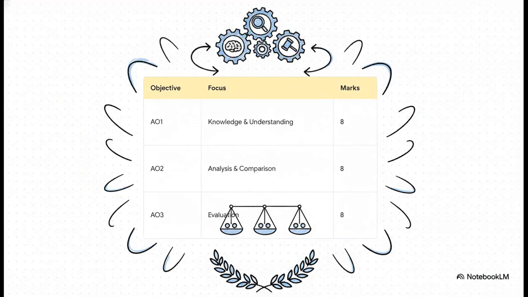How you get marks? Well, it all comes down to these three things. The assessment objectives, or AOs. And just look at that breakdown. It's perfectly balanced. 8 marks for what you know, 8 marks for how you connect the dots and analyze, and 8 marks for how well you argue your case. You can't just be good at one. To get that top grade, you've got to nail all 3.